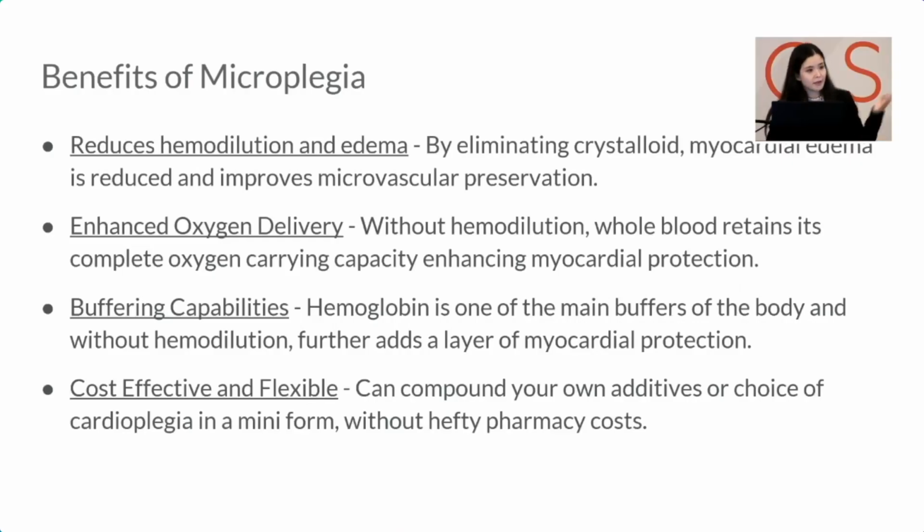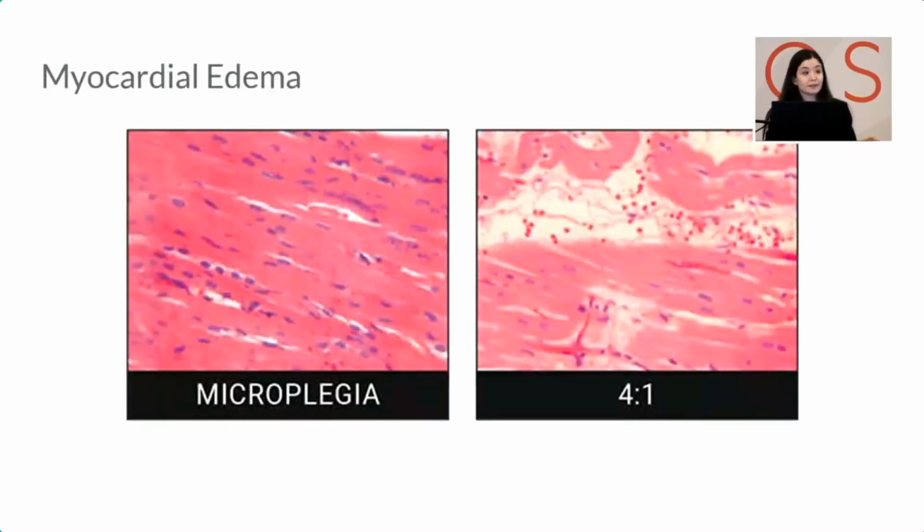So here are the other benefits of using microplegia. We reduce hemodilution, we enhance oxygen delivery, we maintain buffering capabilities, and we can be cost effective and flexible. A lot of this has to do with the lack of hemodilution and subsequent myocardial edema. And that can be best illustrated on this slide.